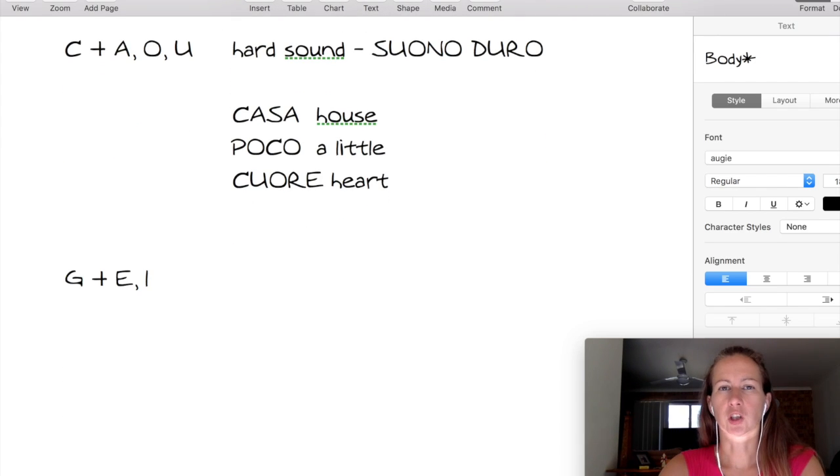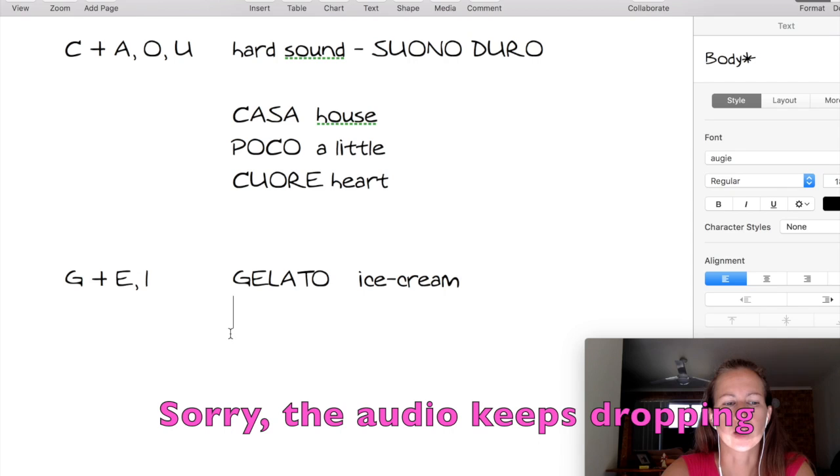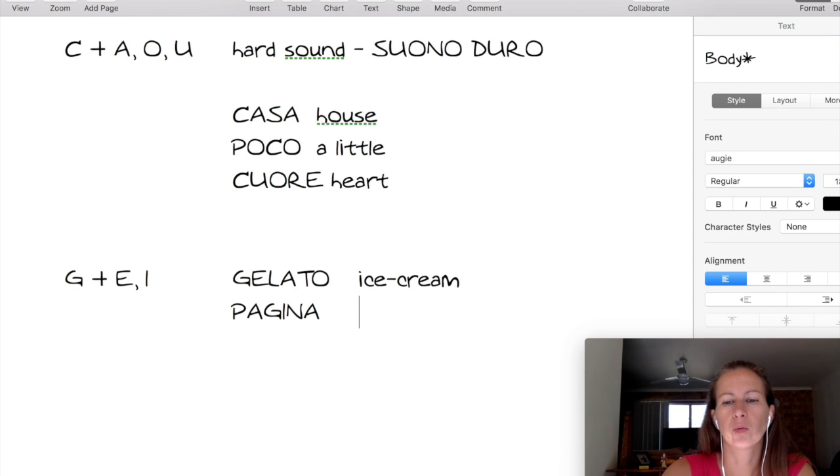The same happens with the letter G. So if the letter G is followed by a soft vowel, we will have a soft sound. So G plus E, like in gelato. When G is followed by I, it will make the soft sound, as in pagina, which is page.